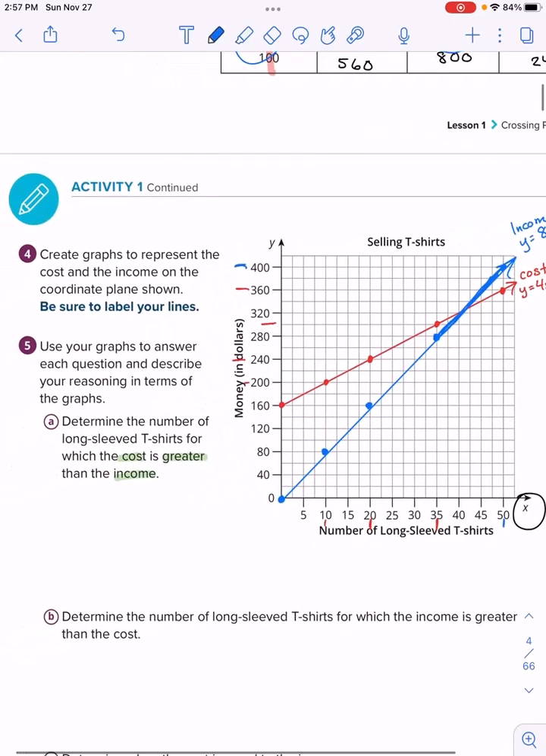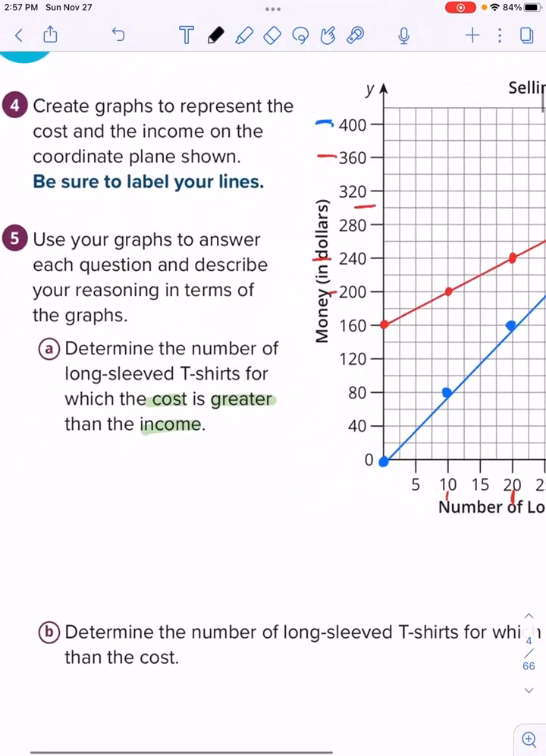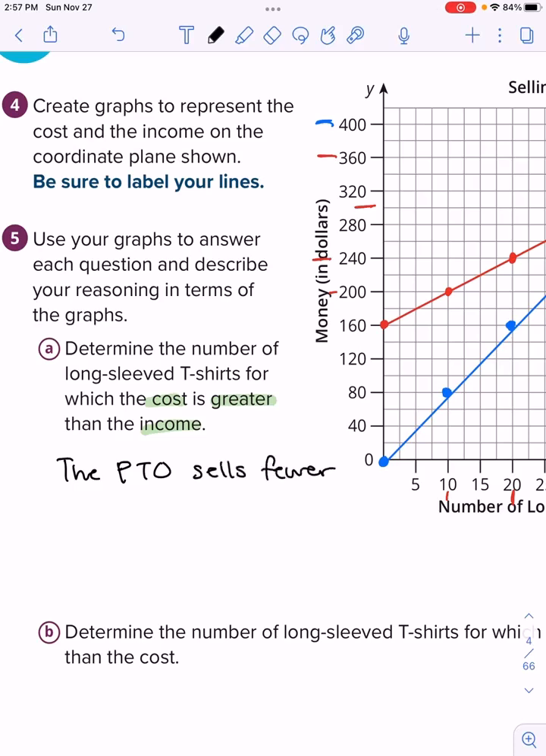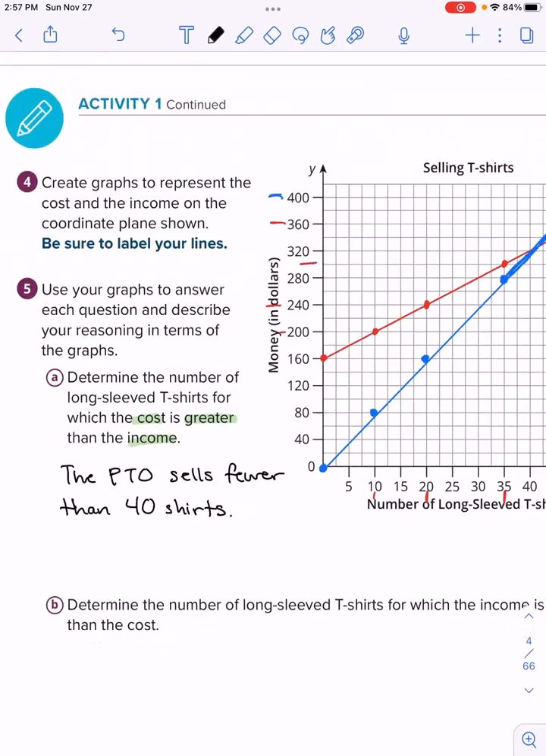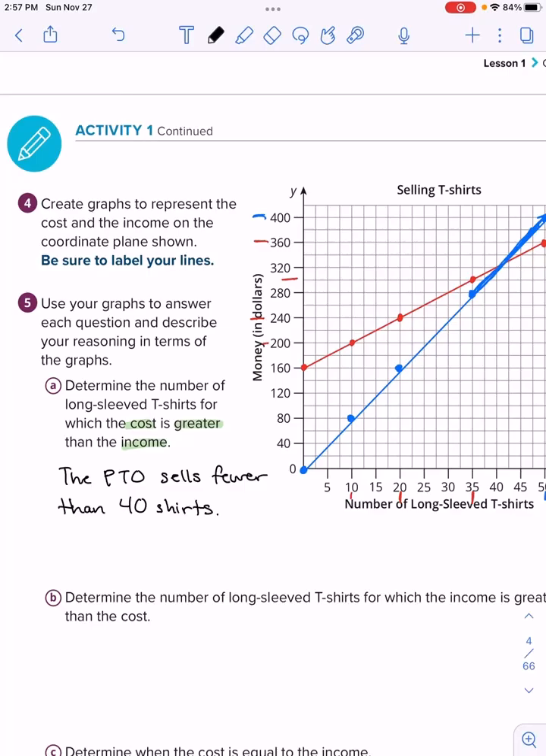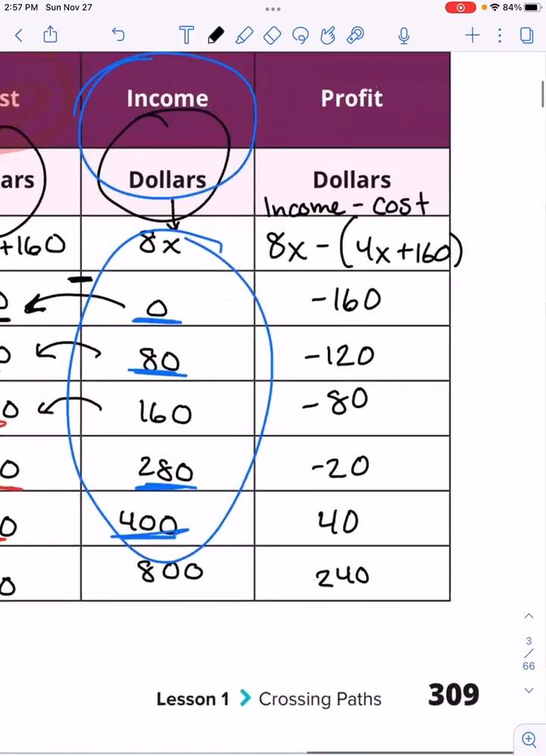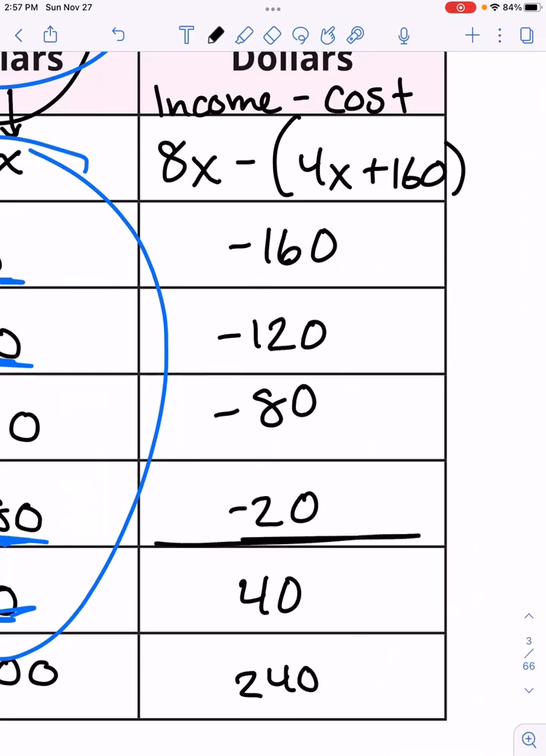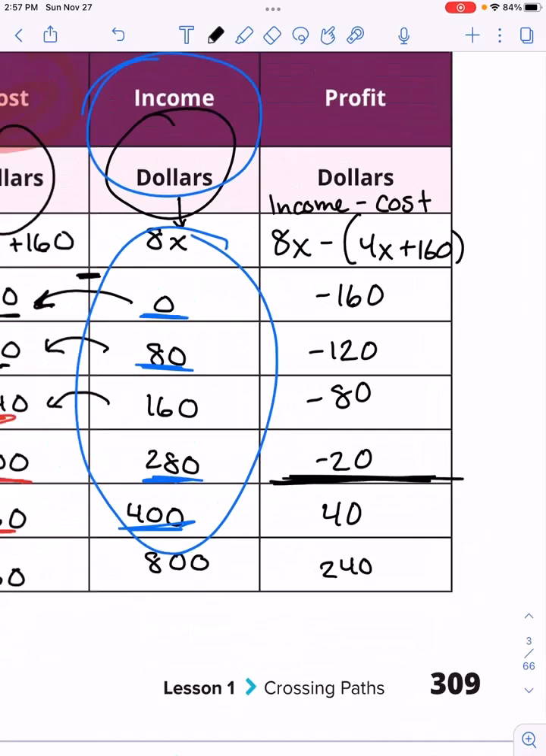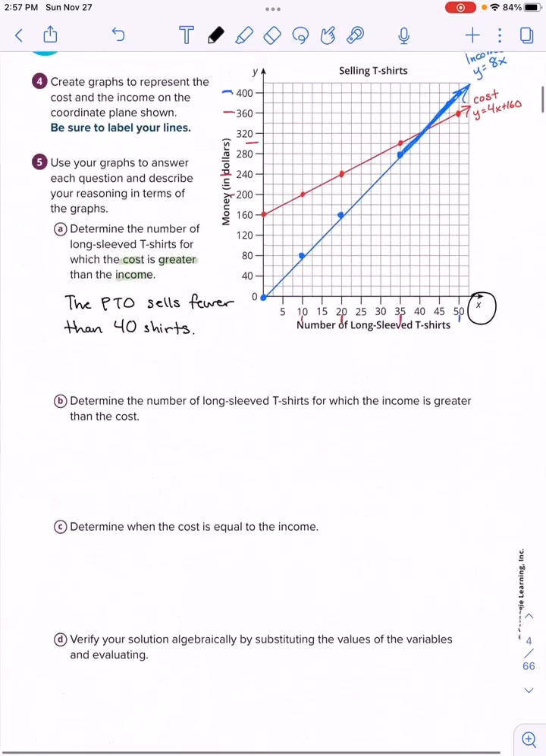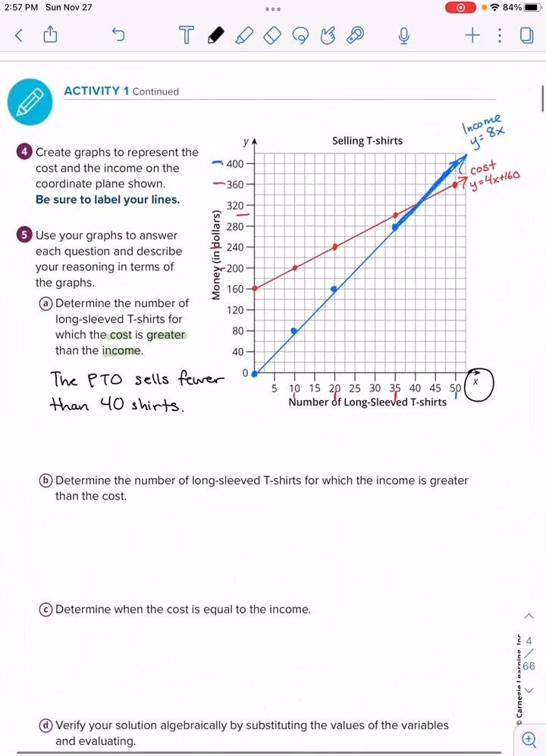All right. So for this, the cost is greater than the income when the PTO, the parent-teacher organization, sells fewer than 40 shirts. 40 long sleeve t-shirts, but I'll just say 40 shirts. If they don't sell that much, they're going to be in debt, and that's represented here in our profit. See all these negative values above this line here? So we've got to sell more than 40 shirts in order to make a profit. We'll talk about that on the next page, but let's go into the other prompts.